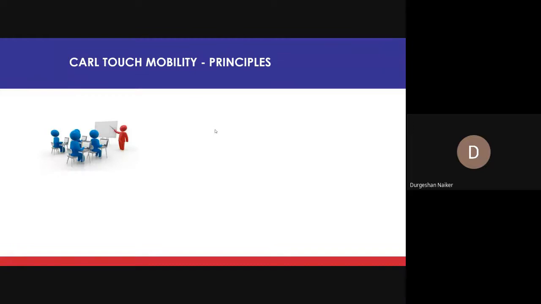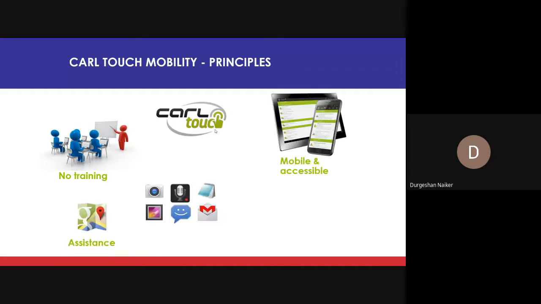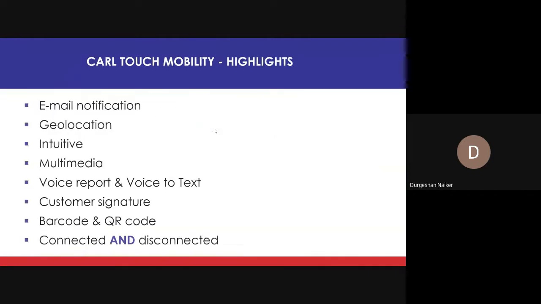CAL Touch, which is the reason we also won this award, was because it was very, very simple to use. So no training was required. And it has Google navigation. It has pictures you can take and attach. You can attach manuals, PDFs, and stuff like that. It can convert voice to text also, so that you don't have to type. Like I said, for that, the award was given.